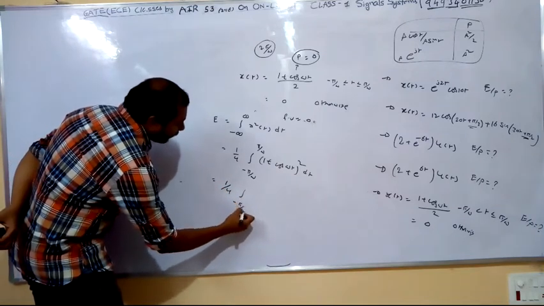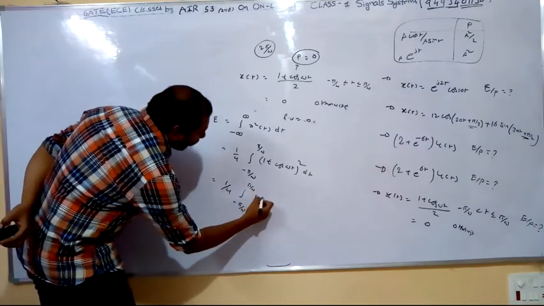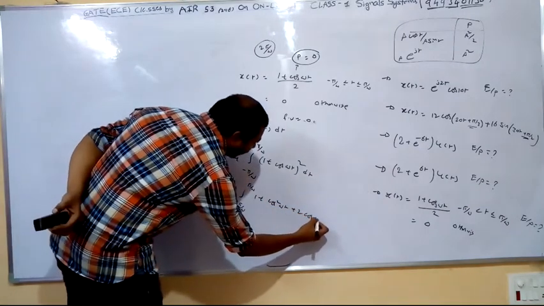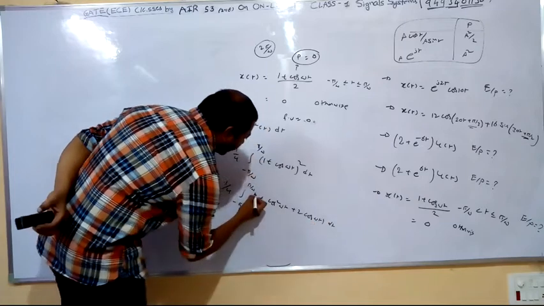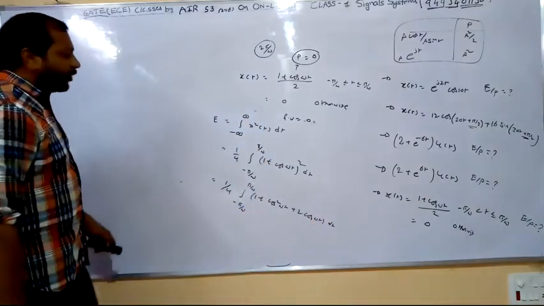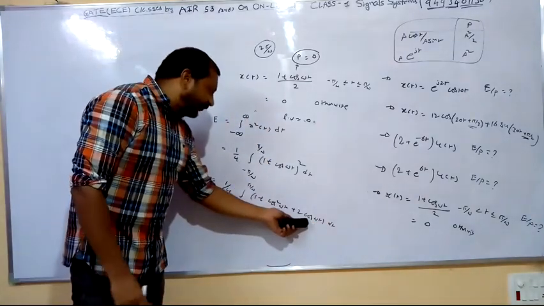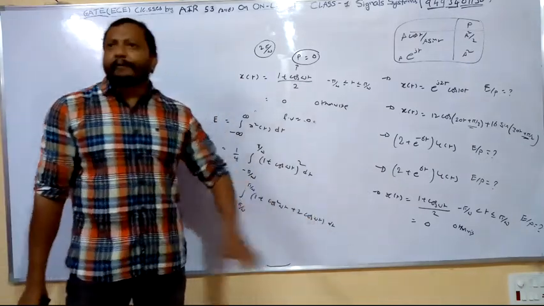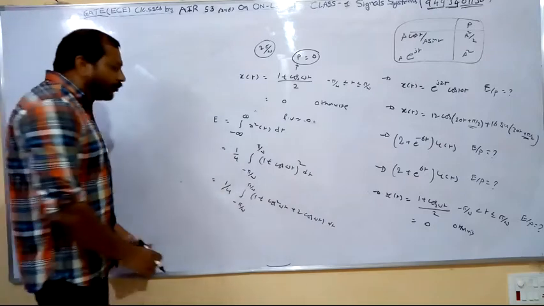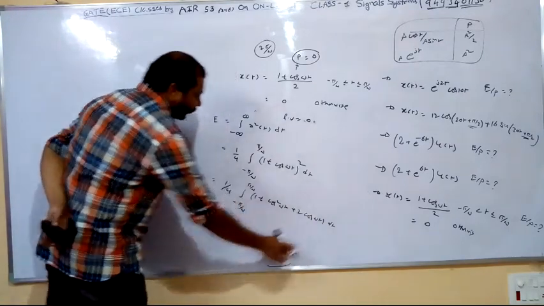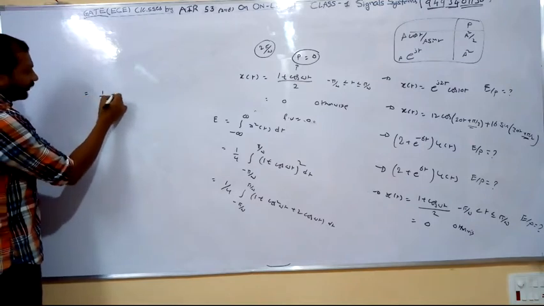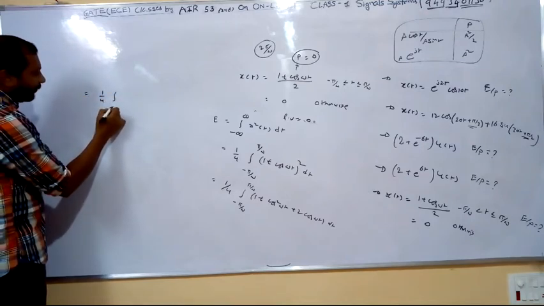Now suppose you have to calculate 1 by 4 into the integration from minus pi by omega to pi by omega of (1 plus cos square omega t plus 2 cos omega t) dt. Now what integration are you going to calculate? Here is the cosine signal, and the integration over one period of a cosine signal is definitely equal to 0. So we can remove that term.